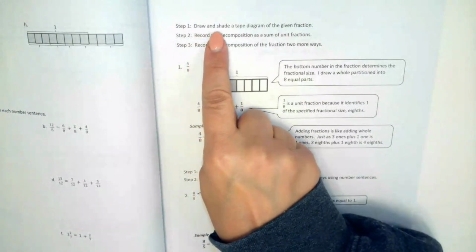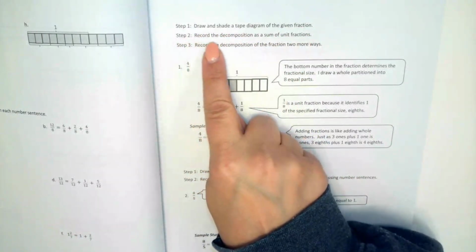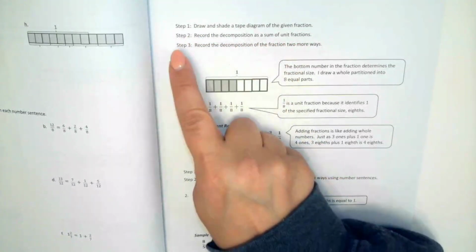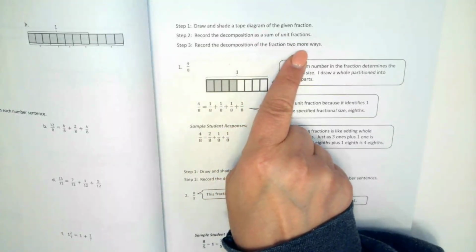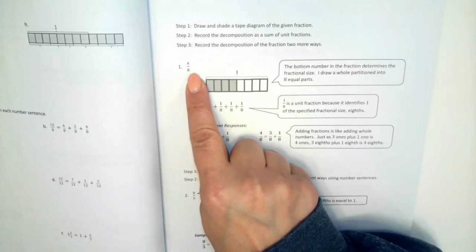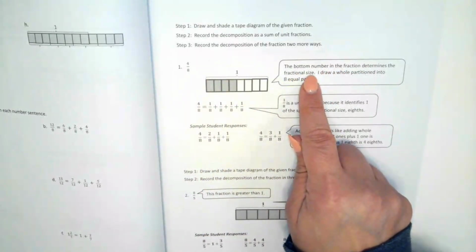Step 1, draw and shade a tape diagram of the given fraction. Step 2, record the decomposition as a sum of unit fractions. Step 3, record the decomposition of the fraction 2 more ways. The fraction is 4/8. The bottom number in the fraction determines the fractional size.